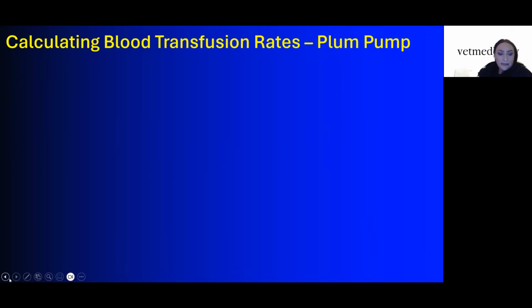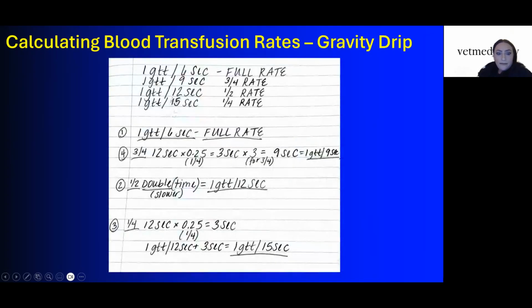Oops, I'm sorry. Let's see here. Let's go back. And then we have the 3/4 rate, which can finally be figured out. So 12 seconds times 0.25 for 1/4 equals 3 seconds times 3 for 3/4 equals 9 seconds. So you can see that each one of the rates in quarters goes up by 3 seconds.